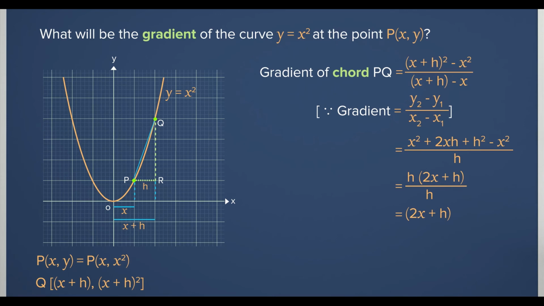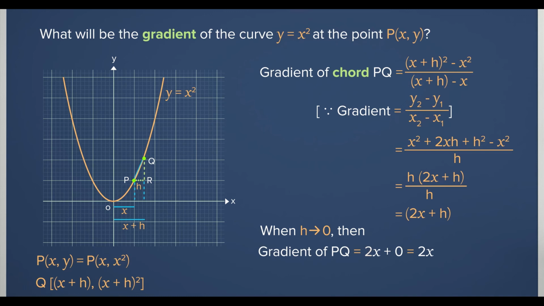Since h is a small increment and if point Q approaches closer to the point P, then the value of h also becomes very, very small or shrinks towards 0. Then the gradient of PQ tends to become 2x plus 0 equals 2x. This is the gradient of the tangent at P. So you can also say the gradient of the curve y equals x squared at the point (x, y) is equal to 2x.